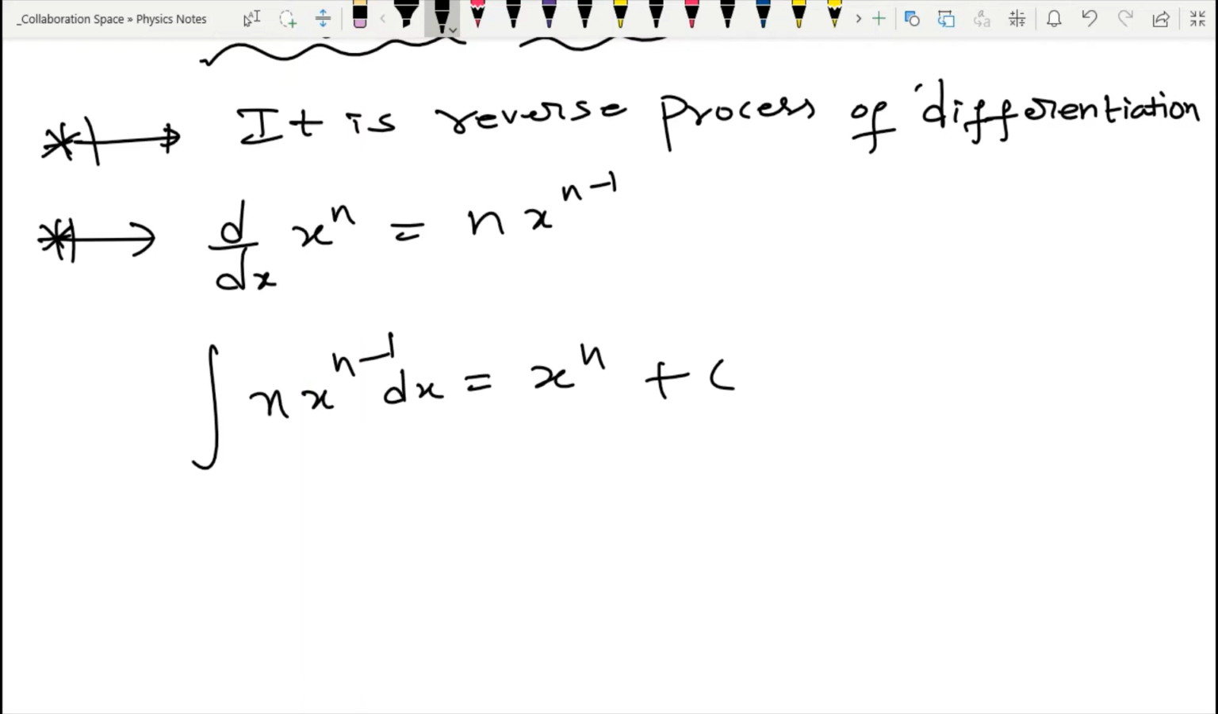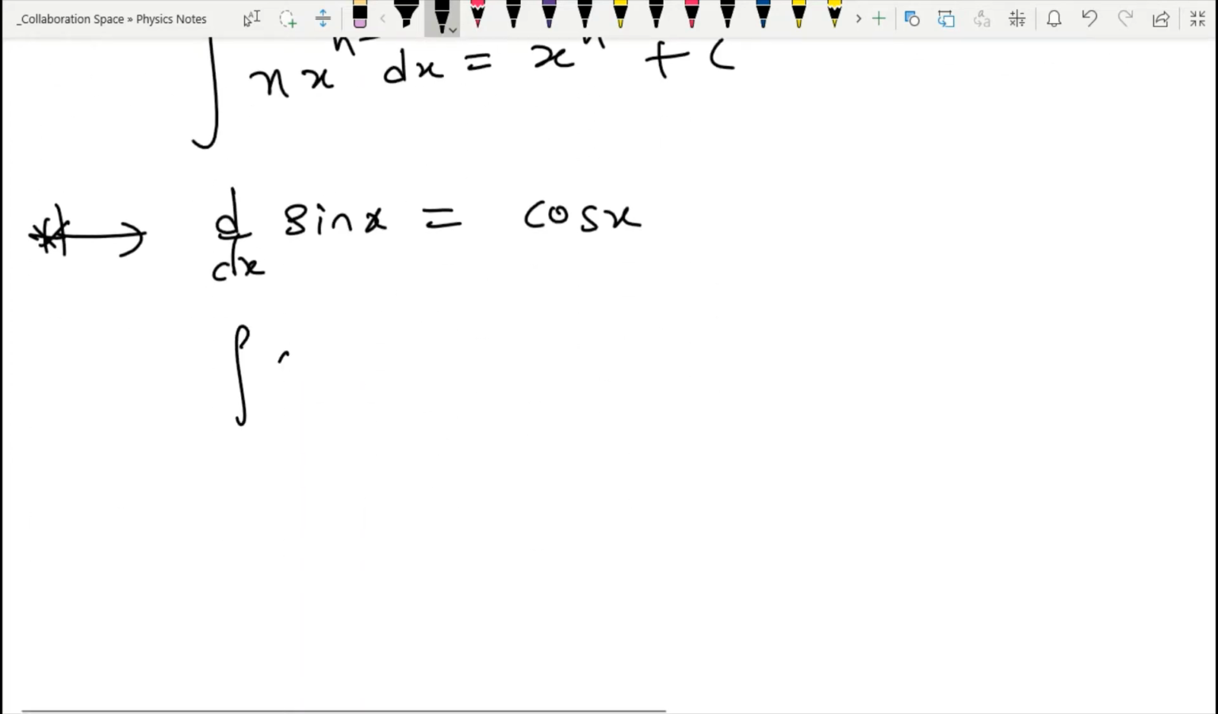So what I did here: you did the reverse process of differentiation, sir. Yes, simply I did the reverse process of differentiation. First of all, I differentiated x power n and got n x power n minus 1, and I integrated n into x power n minus 1 into dx and got x power n plus c. Just the reverse process. So what is the differentiation of sin x? Differentiation of sin x is cos x. The integration of cos x is sin x plus c. Again, it is just a reverse process.